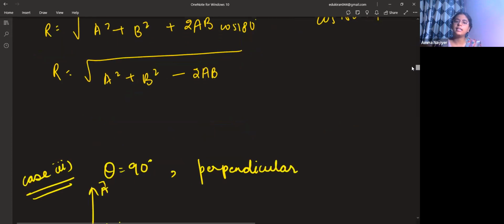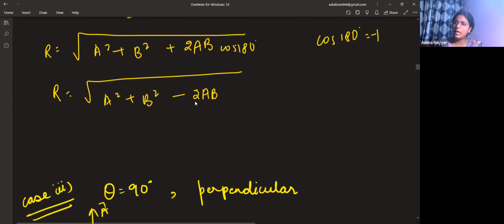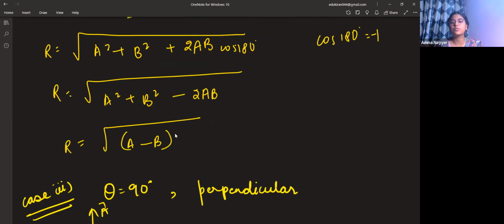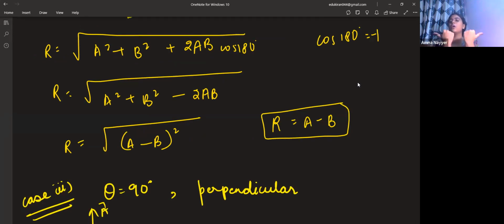Now this is again similar to one identity, A minus B whole square. So the resultant becomes under root A minus B whole square. So that's why the resultant is A minus B. Remember, we had seen when two cars were moving in opposite direction, we had always chosen this negative sign. The rest of the sign conventions which we put were different. That is regarding sign convention. I'm talking about the formula.